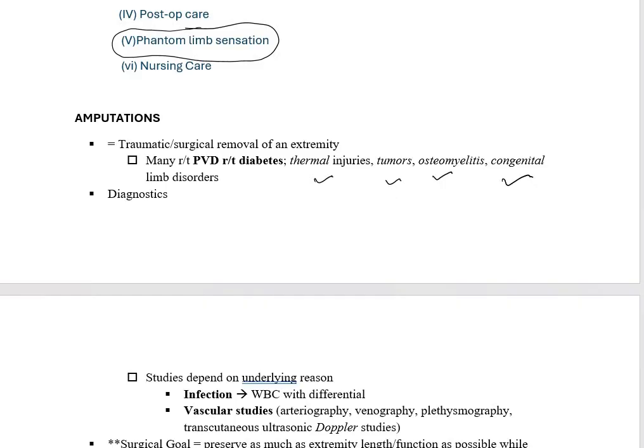But for the most part, amputation occurs due to PVD, which is peripheral vascular disease, with respect to diabetes. We see the highest number of causes for amputation is due to PVD as a result of diabetes.